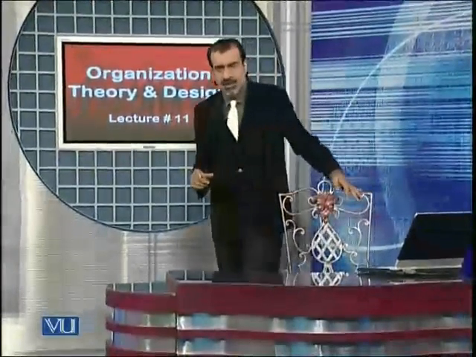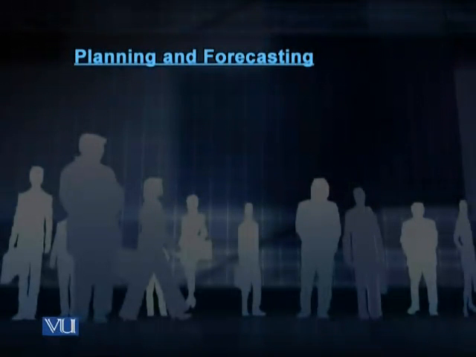Another way, and that is the final way which we will discuss today, of adapting to environmental uncertainty is to get engaged in planning and to get engaged in forecasting. Now, especially if the company is large and it has a stable environment, it will have time to do forecasting. It will have time to do planning.